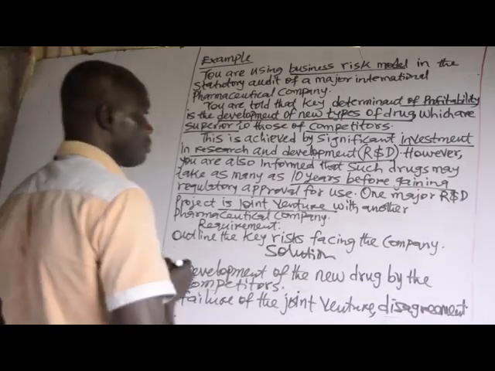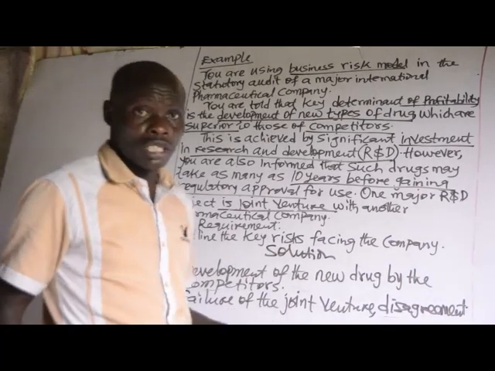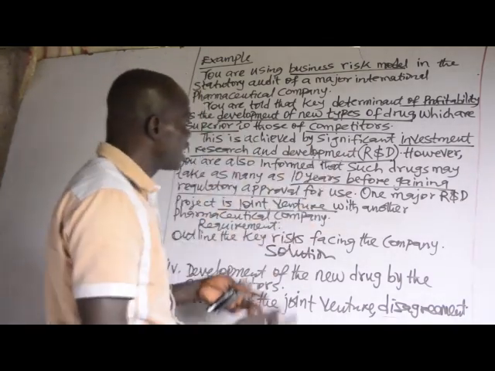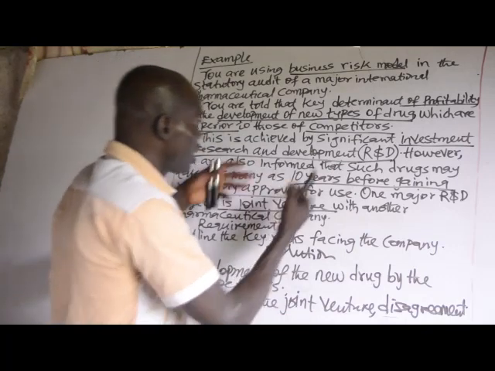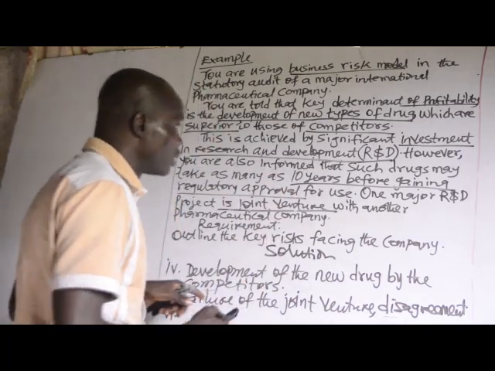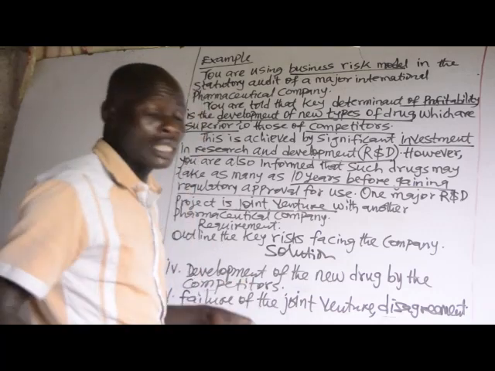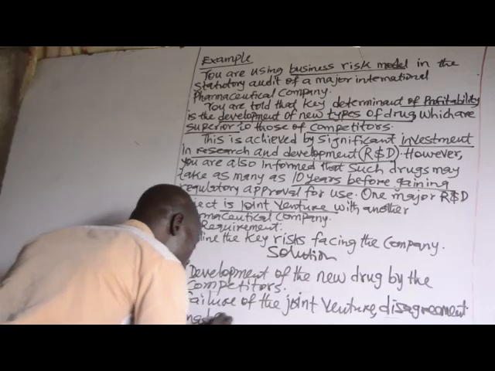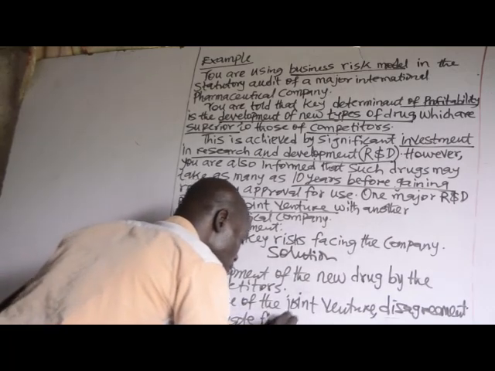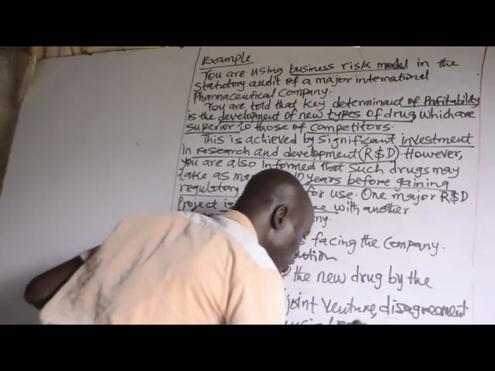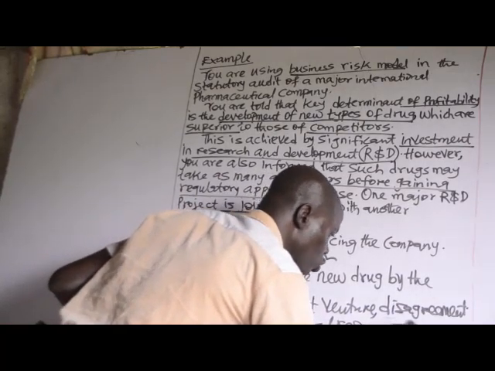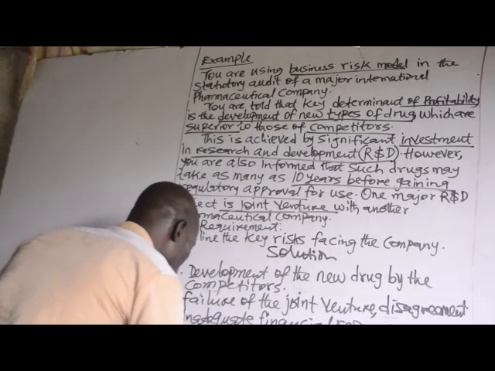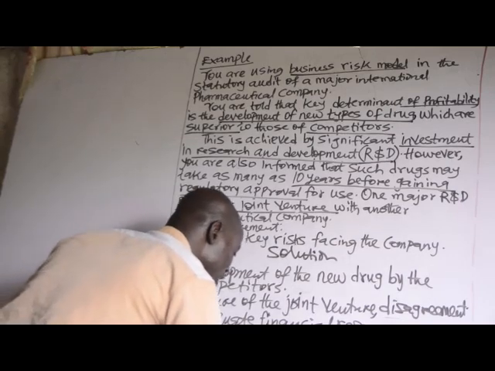Number 6, inadequate financial resources to sustain the research and development. They need money to finance it. What if they don't have enough financial resources to finance it? That also poses a significant risk. Inadequate financial resources to sustain the research.